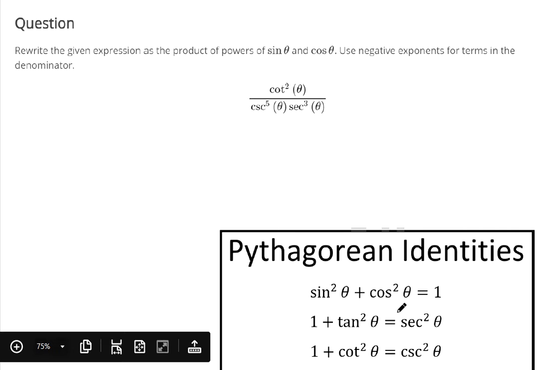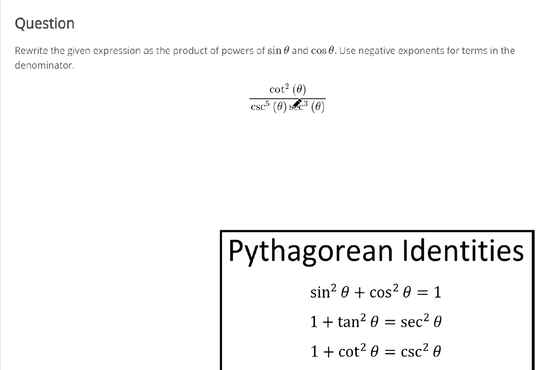You'll probably want to memorize the Pythagorean identities. Now that I'm looking at this, I'm not sure if we're going to need them. Yeah, I think at some point we will. We're supposed to rewrite the given expression as a product of powers of sine and cosine. So we're supposed to put this in terms of sine and cosine. Before we do that, let's leave the numerator in terms of cotangent because I think something might happen.